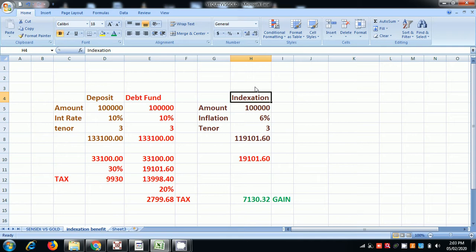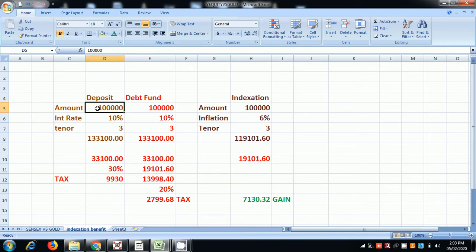Today we are going to talk about indexation. What is indexation? I'll try to explain it as simply as possible. Let's take, then we have to compare. You can understand better once you compare that to fixed deposit and debt fund returns. Indexation is generally used in real estate and gold related investments, and also in debt funds.